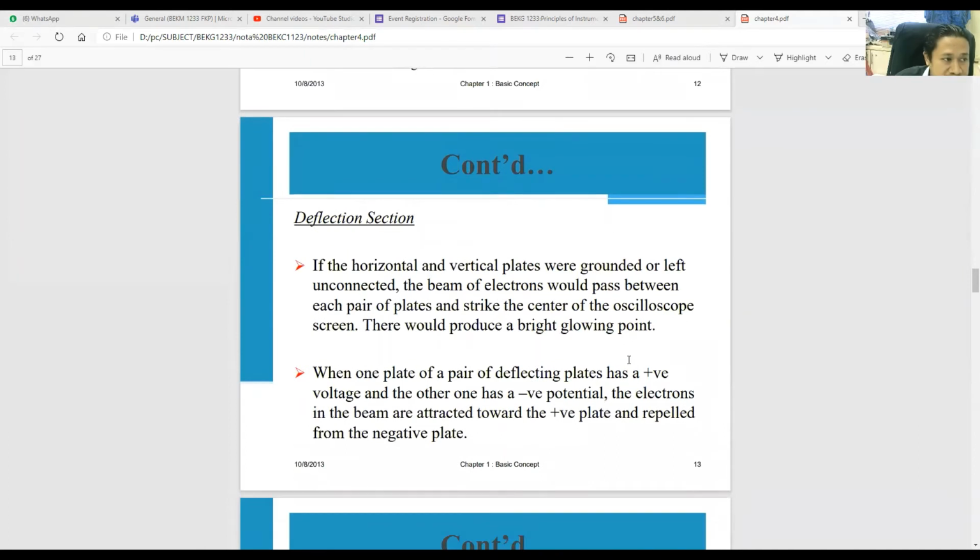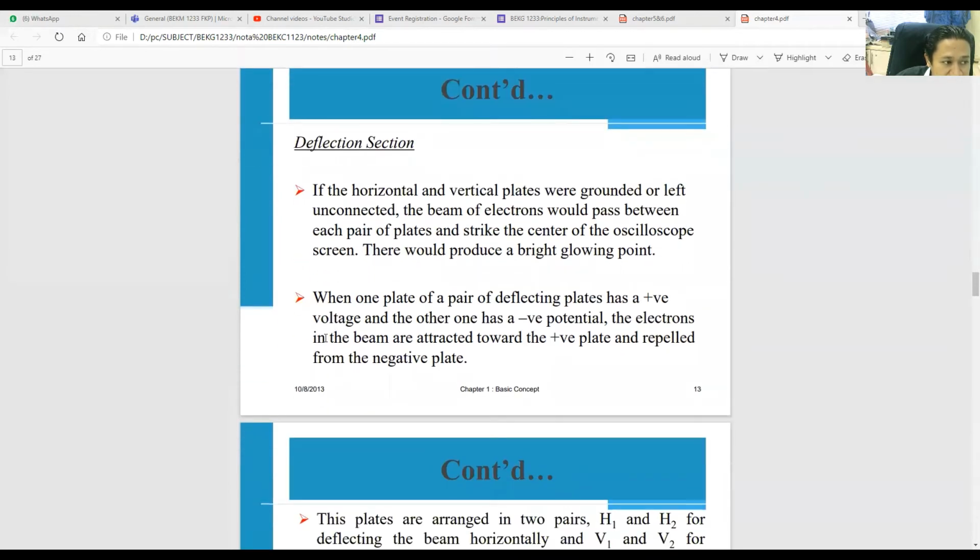The next section is the deflection. In the deflection section, if the horizontal and vertical plates were grounded or left unconnected, the beam of electrons would pass between each pair of plates and strike the center of the oscilloscope screen. So they would produce a bright glowing point. When one plate of a pair of deflection plates has a positive voltage and the other has a negative potential, the electrons in the beam are attracted toward the positive plate and repelled from the negative plate.